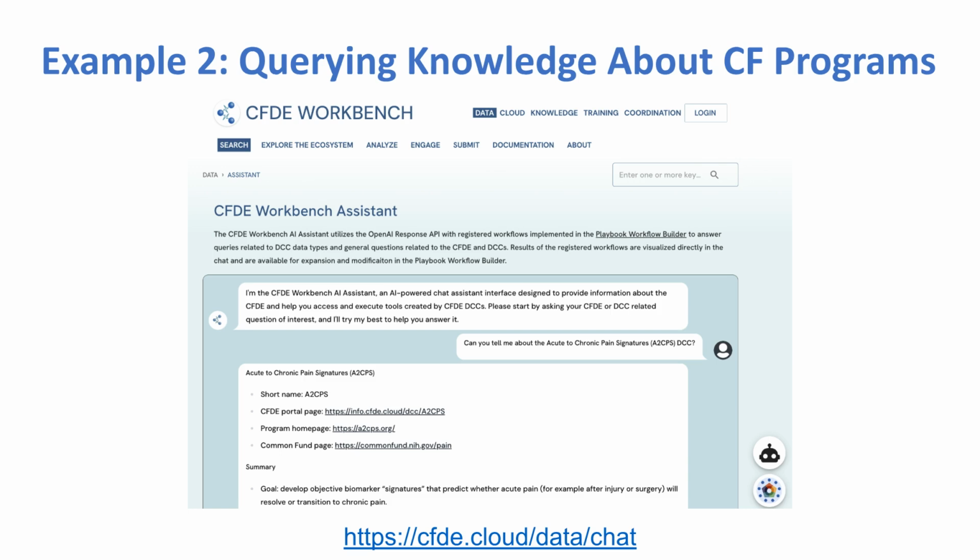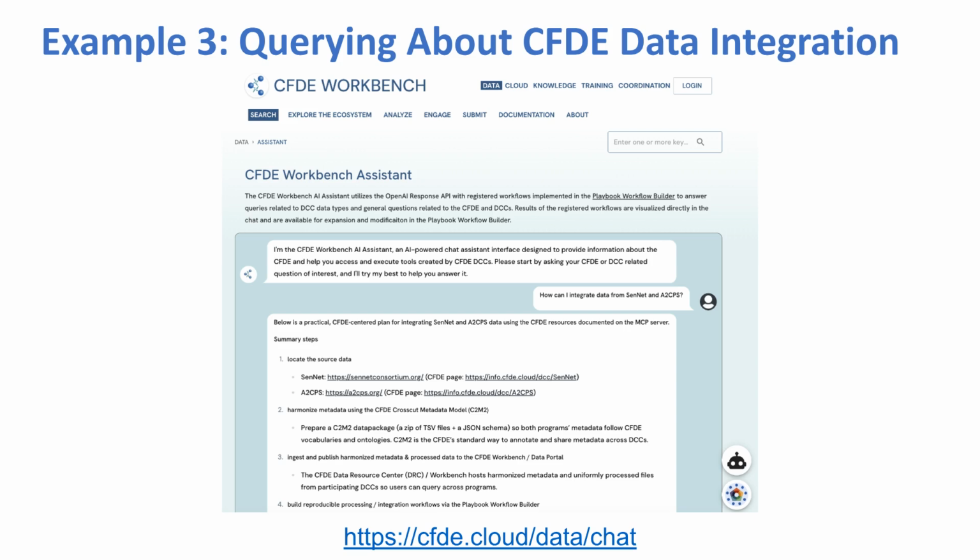The assistant can also query specific knowledge about common fund programs, such as the Acute to Chronic Pain Signatures DCC, providing summaries and direct links to relevant program homepages. Furthermore, the assistant can guide users through data integration. Here, it outlines a practical plan for integrating SenNet and A2CPS data, following the CFDE crosscut metadata model.